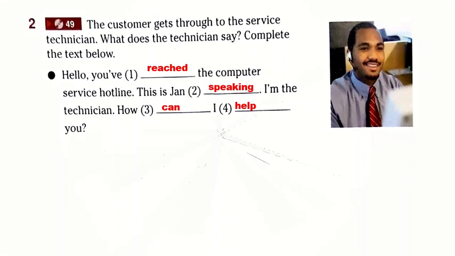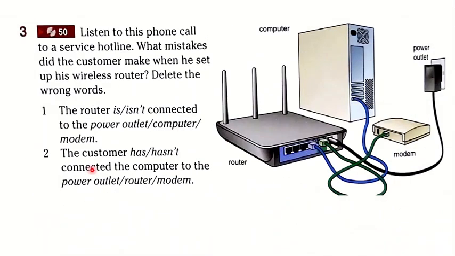Okay, now please let's move on to the last exercise of this lesson, exercise number 3. Now look, what is this, guys? These are the parts of the computer. These are the parts of a computer network. Here is the computer, here is the power outlet, electricity here. This is the modem, and this is the router.